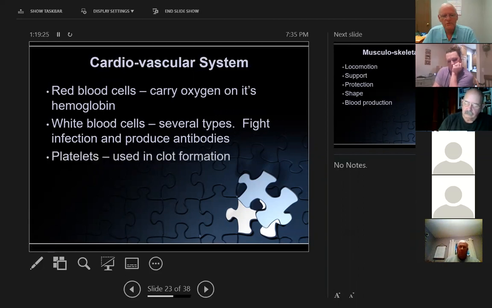We also have cells called platelets, and it's a very complicated process, but they're used in clotting. So if somebody starts bleeding, certain things happen, there's a cascade of different chemicals, and it activates the platelets to go to that site and start getting sticky and help produce a clot with the red blood cells. So that's the cardiovascular system, physiology and anatomy in a nutshell. Any questions on that?